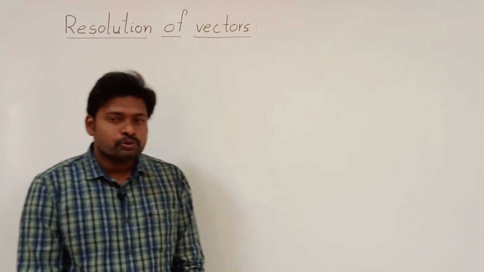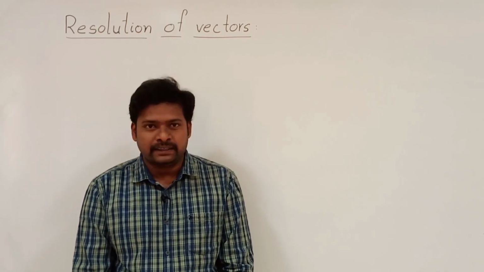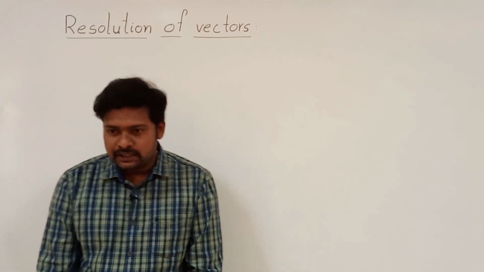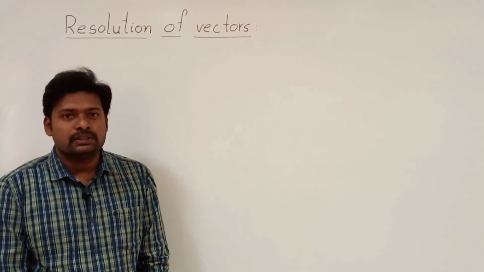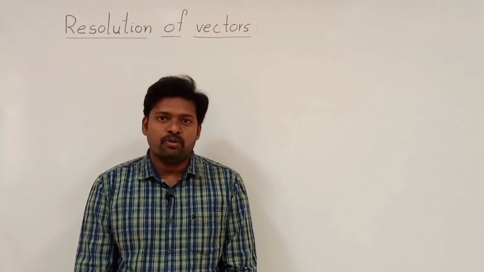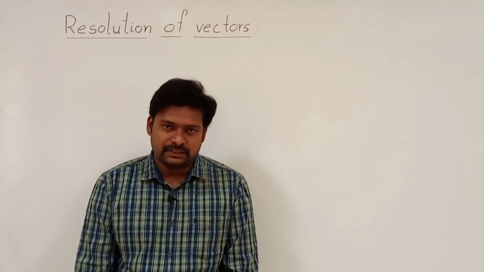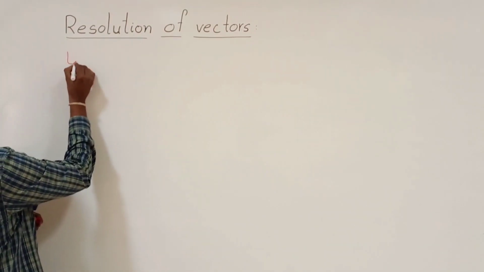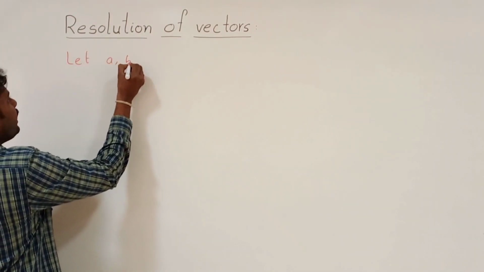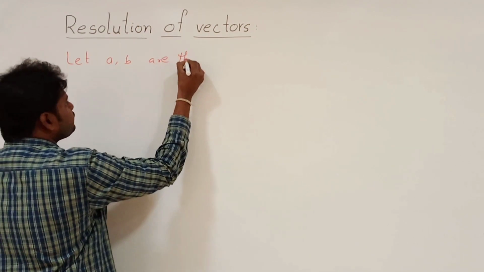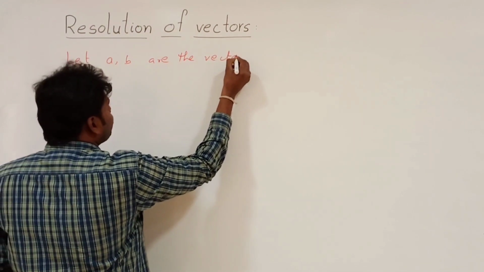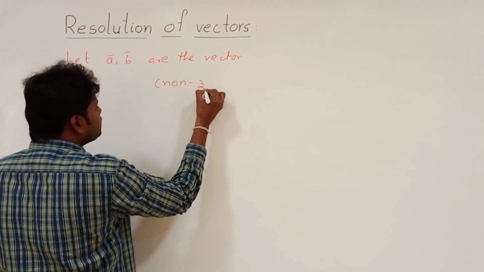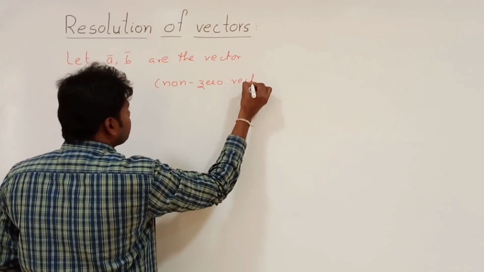And when you want to add 2 or 3 more vectors, what is the method to be followed? Today we will see a simple method to solve the addition of vectors if 2 or more are considered. Now let's say A, B are the vectors. Of course, non-zero vectors, they are called non-zero vectors.